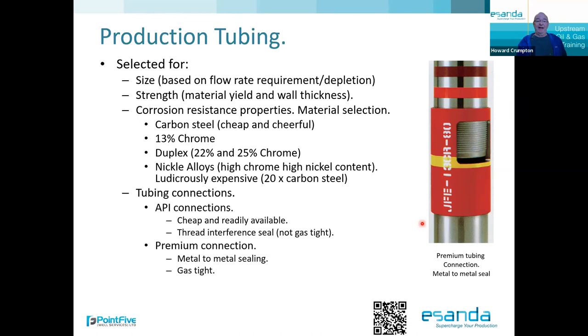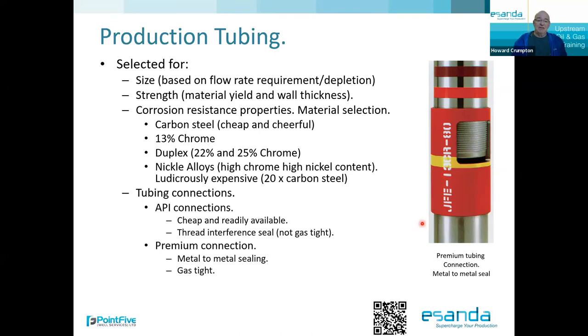I'm going to be concerned about the strength of the material, and the strength is determined by the yield of the metal and the thickness of the wall. And then I'll be looking at corrosion resistance. Carbon steel is cheap, cheerful, plentiful, but it will corrode very, very quickly if there's a lot of CO2 or perhaps H2S in the well. So as the environment becomes more corrosive, then I have to select materials that are more corrosion resistant. And the high end of the spectrum is nickel alloys, typically about 35% nickel, 25% chrome. So very, very expensive, but extremely robust, extremely hard wearing. So that's my main selection criteria for the tubing.